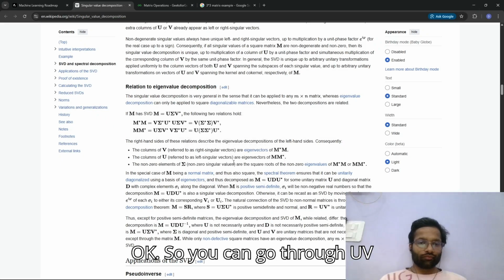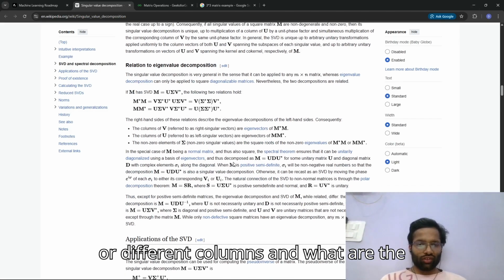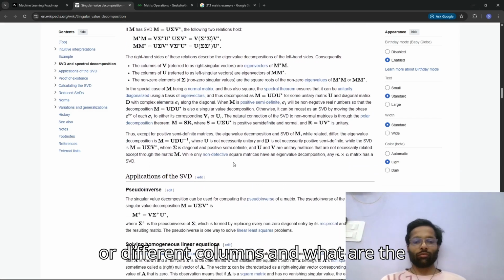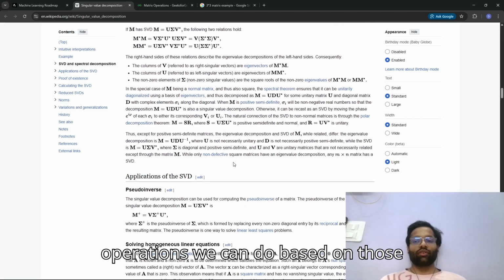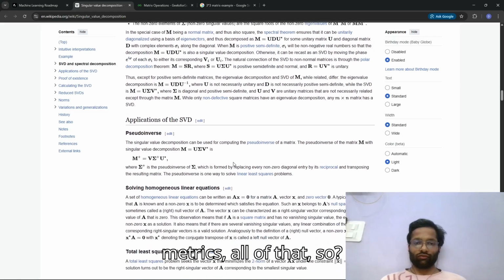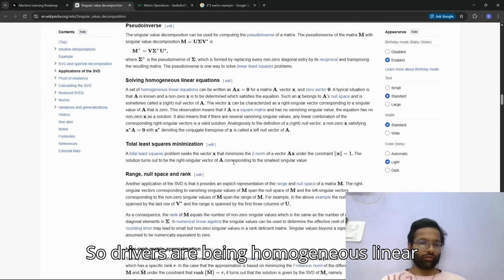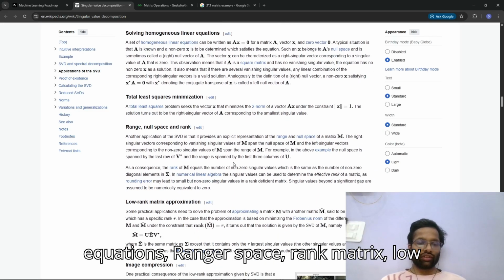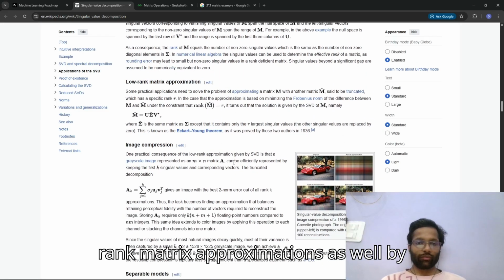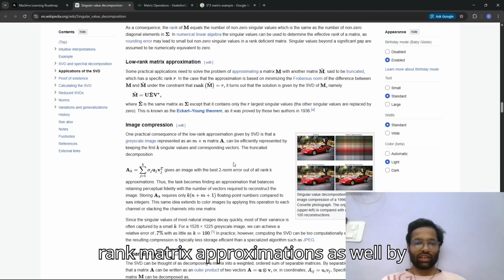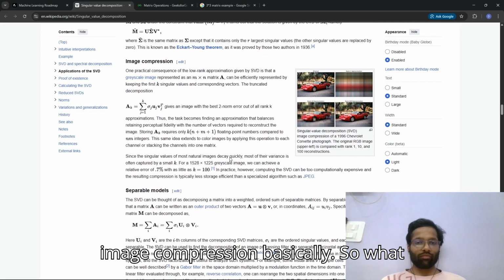Okay, so you can go through U and V different columns and all the operations we can do based on those matrices. So pseudo inverse, solving homogeneous linear equations, range, null space, rank, low rank matrix approximations as well, like image compression basically.